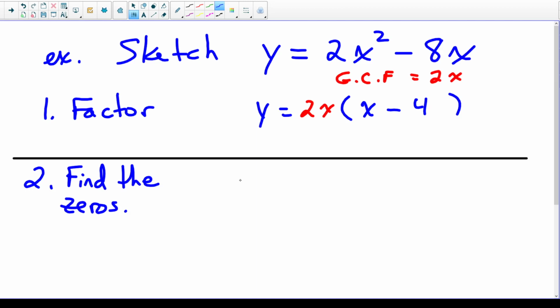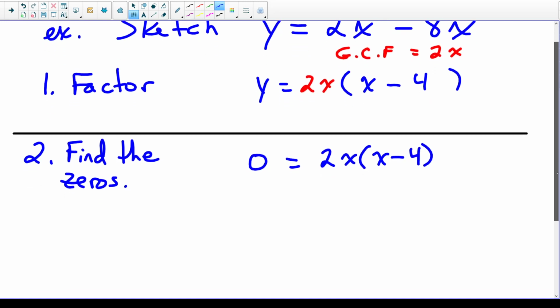Let's now find the zeros. As I just showed on the previous slide, we're going to set y equal to 0, and this is a temporary thing. Y is not always equal to 0. Y is only equal to 0 in this step. Let's split up the two things that are multiplying, and we're going to separately make both of them equal to 0. Then we're going to isolate for x in both of them.